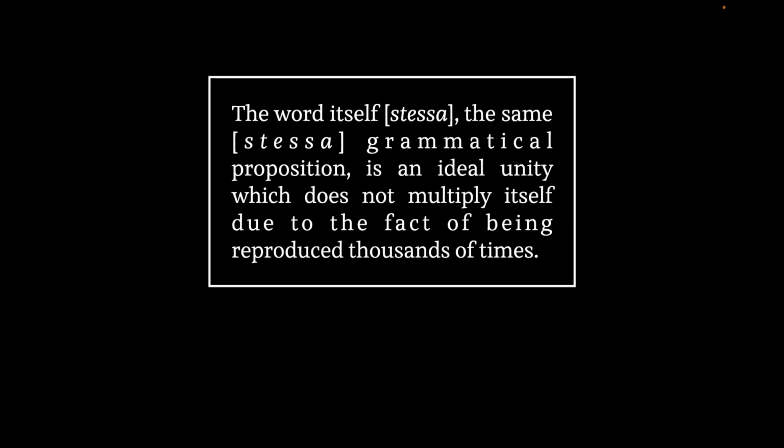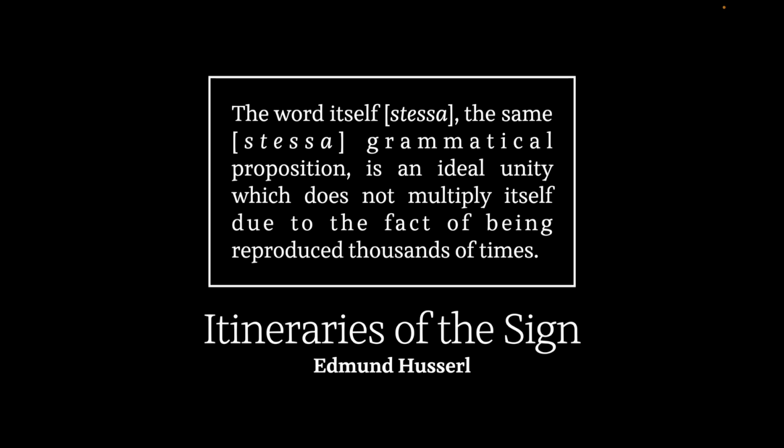The word itself, stessa, the same grammatical proposition, is an ideal unity which does not multiply itself due to the fact of being reproduced thousands of times. Here we have a sentence from Edmund Husserl, which I had translated from Italian. Remember that when we looked at that which is abstract, we saw that the adjective turns effortlessly into a noun. We see this topic at work here.